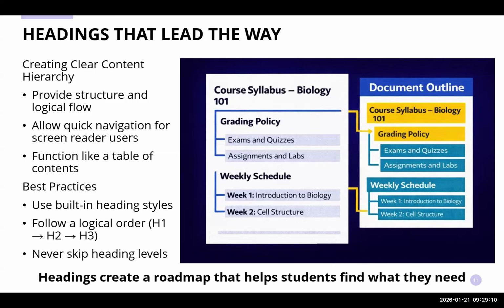For a heading to actually function, you need to use the built-in heading styles that you would find in Word, Google Docs, Canvas, and most of the platforms. And here is the golden rule: always try to keep them in order. Start with heading 1 for your main title, heading 2 for major sections, and heading 3 for subpoints. So skipping a level, going straight from heading 1 to heading 3 just because the font size looks better, would be something like a staircase with a missing step. It can actually create a lot of confusion and makes the overall document feel broken to someone who's navigating with assistive technology.